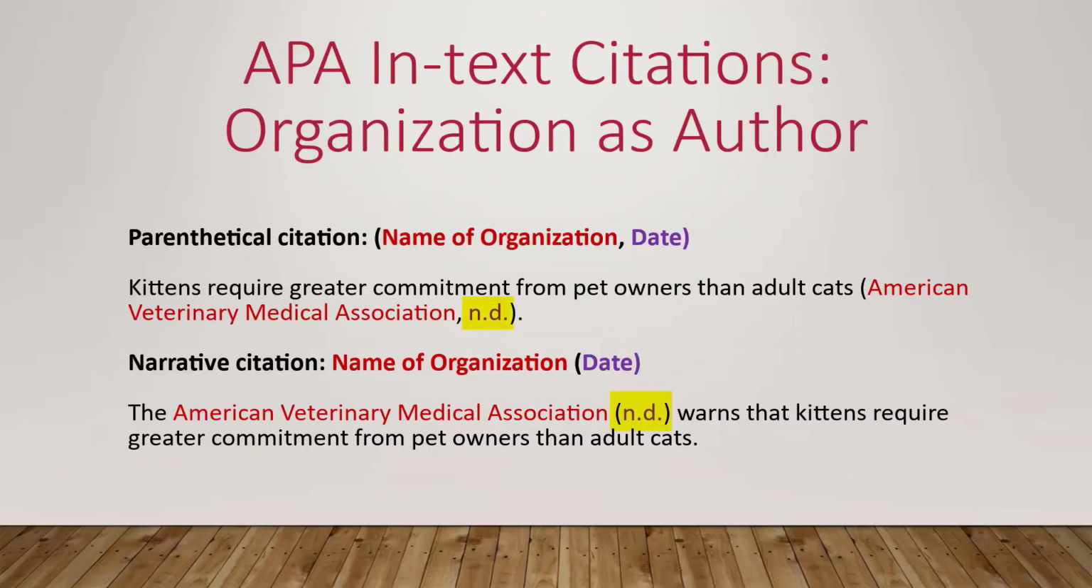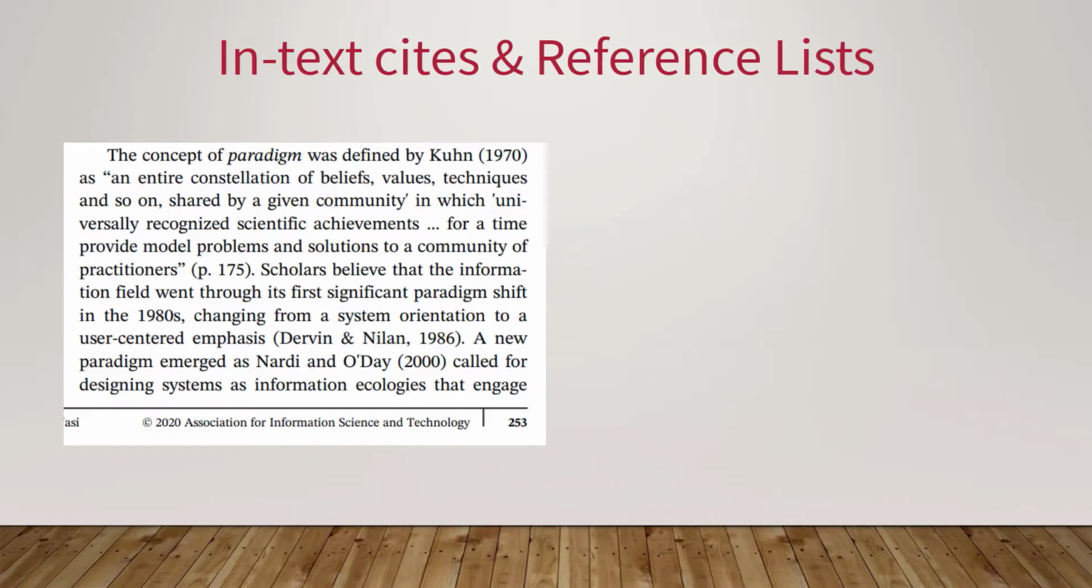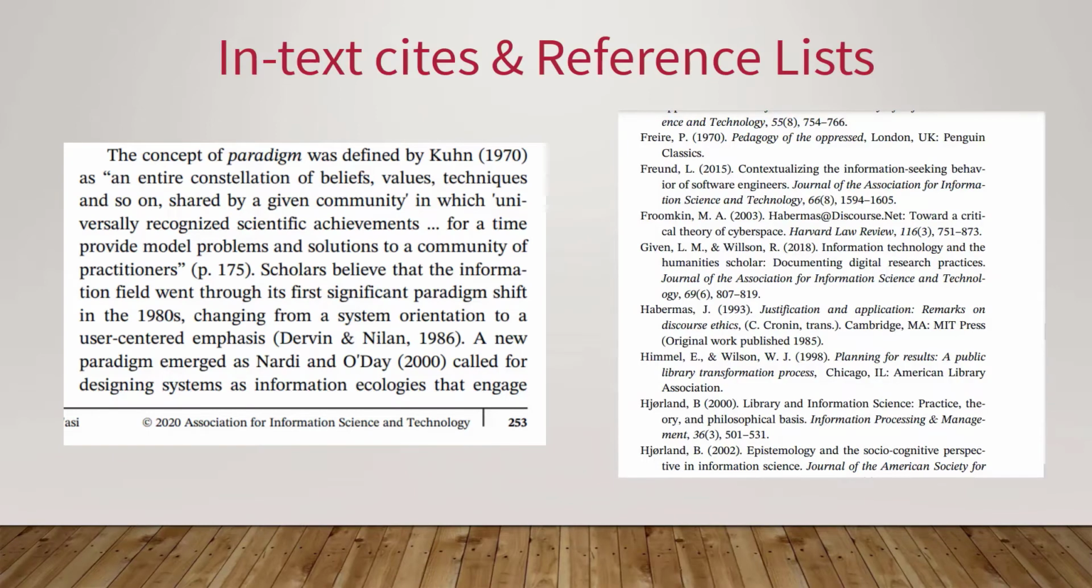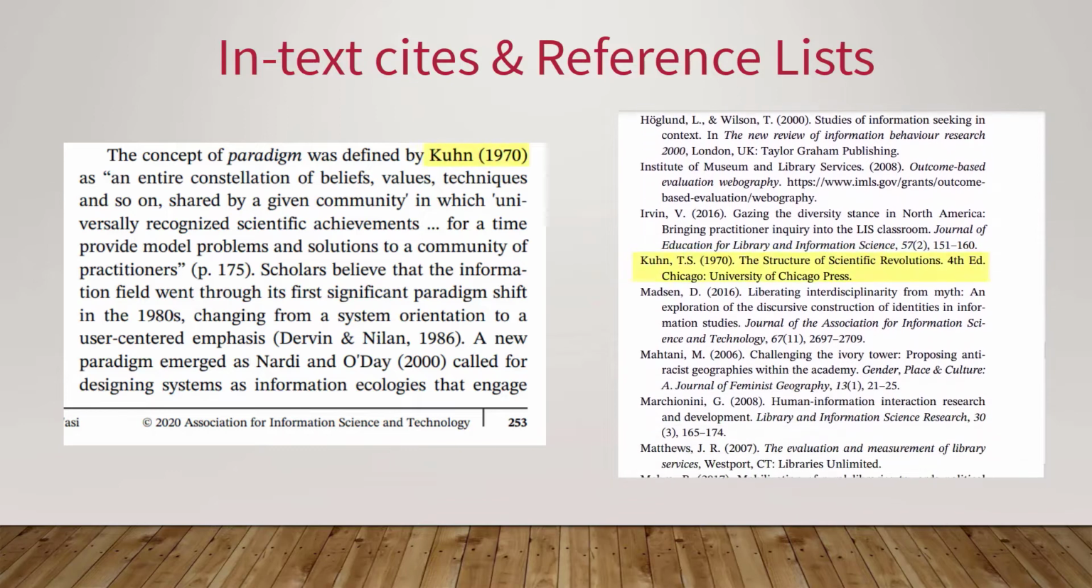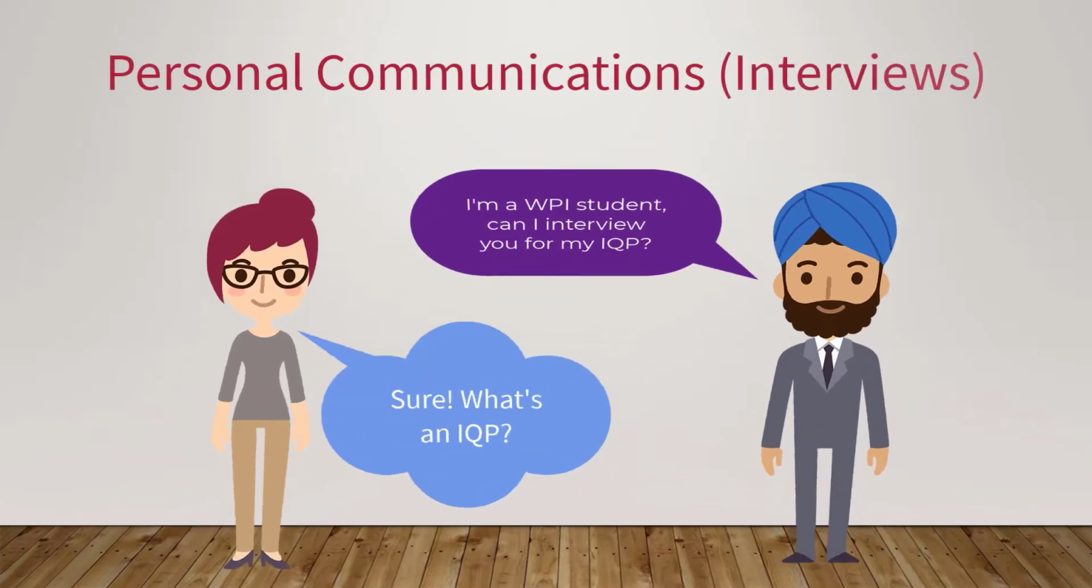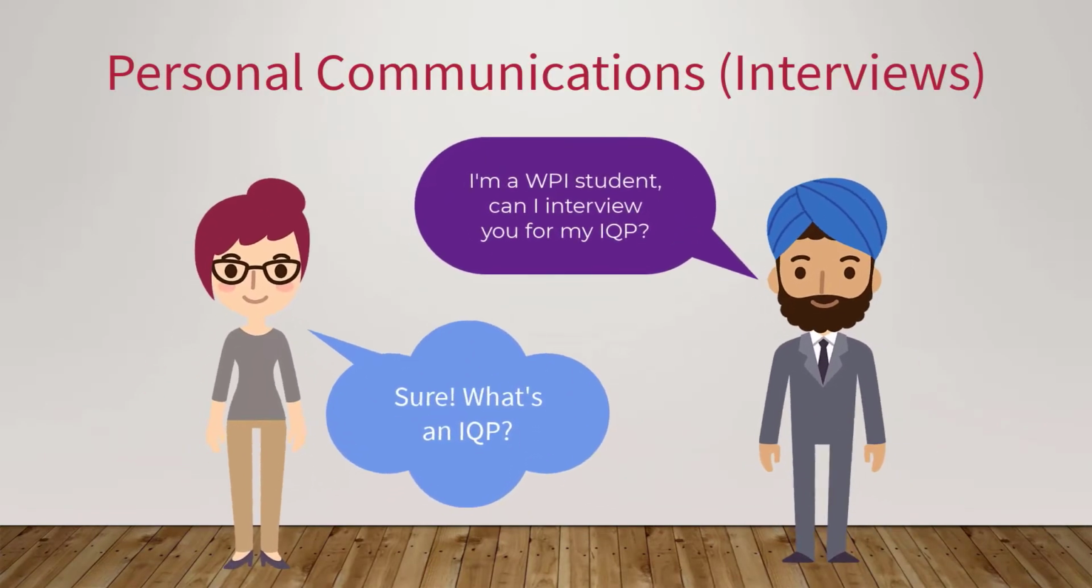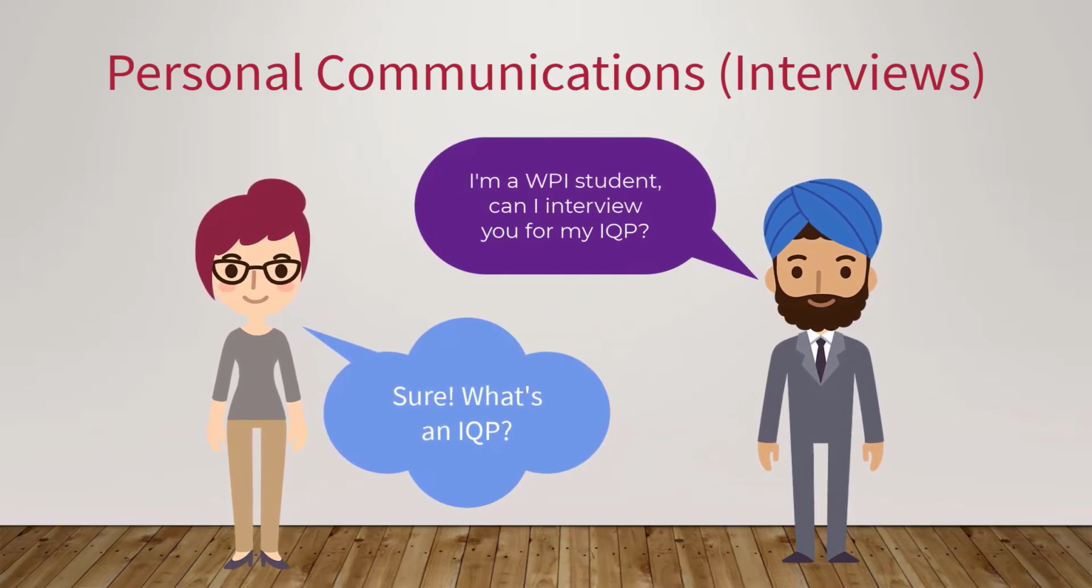If there is no publication date that you can identify or locate, include ND, no date. As a general rule for APA, everything listed in the reference list should be cited in the text, and everything cited in the text should also be listed in a reference list. The exception to this rule is interviews and personal communications. These types of sources are cited in text but not in a reference list because these items are not something that your reader can retrieve.